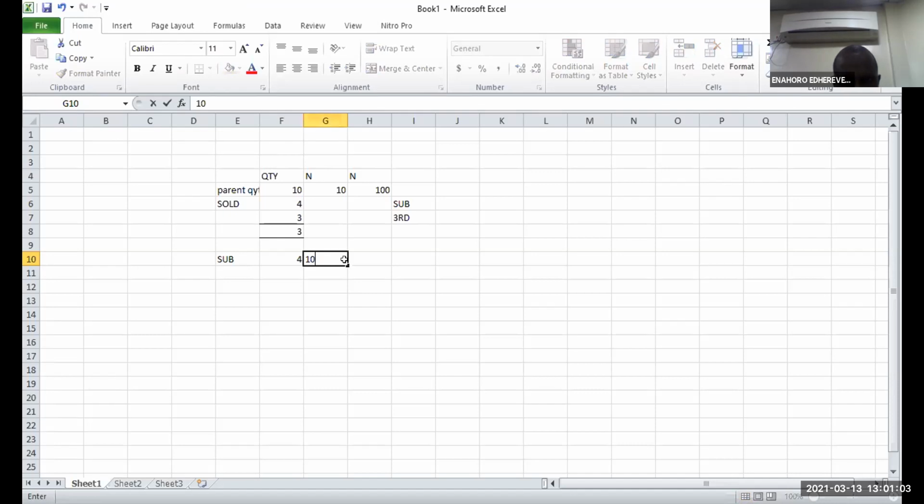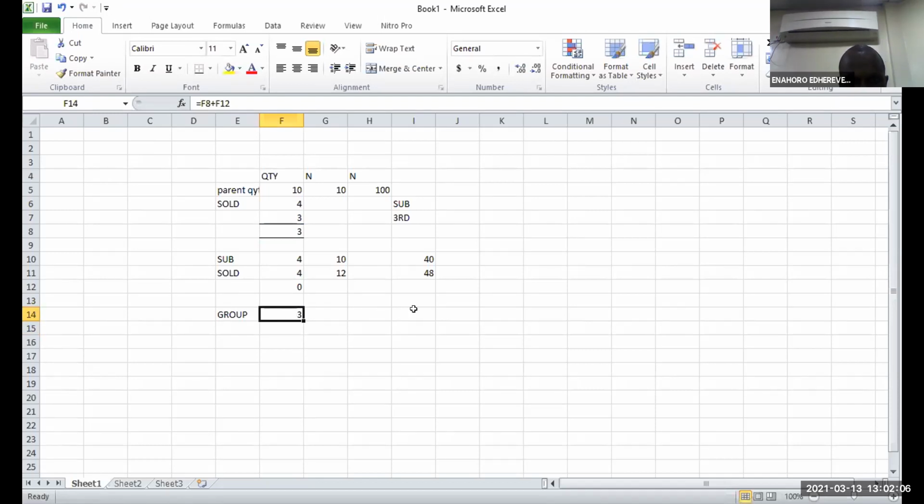Bought it at 10 naira and sold the 4 at I think 12 naira, can't remember again. So if I'm putting price on this, I'm going to get 40. Here I'll get 48. But what is left? Subsidiary bought 4, sold 4. So what is left here is 0. So for the group, what is left is this, which is for the parents, plus this, which is for the subsidiary, which is just 3.